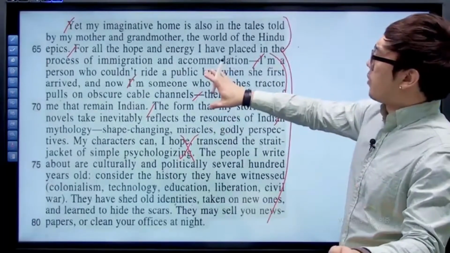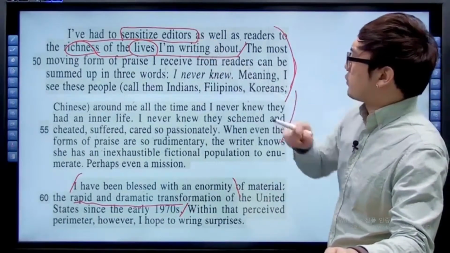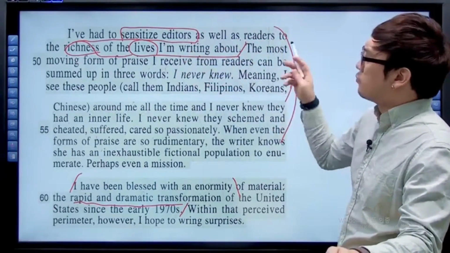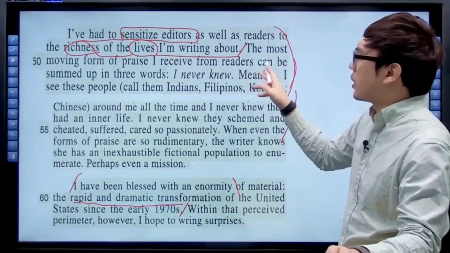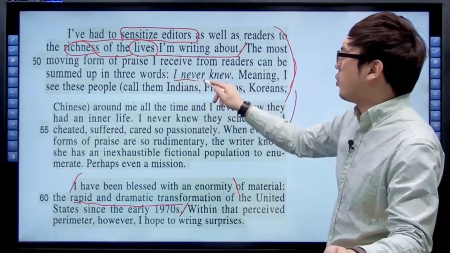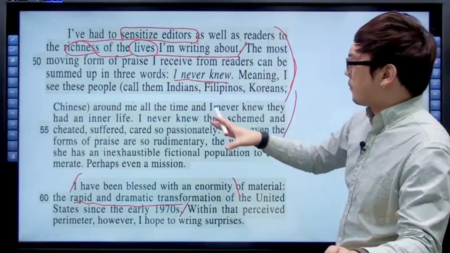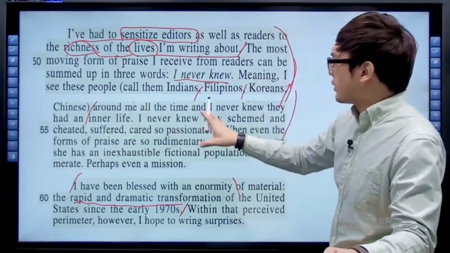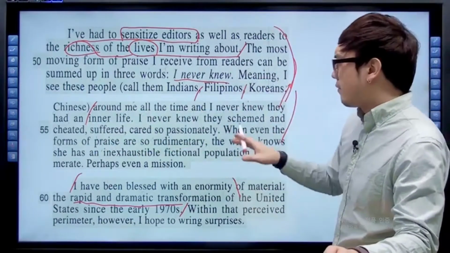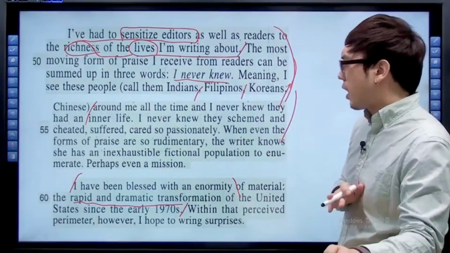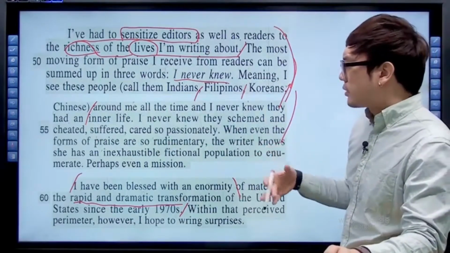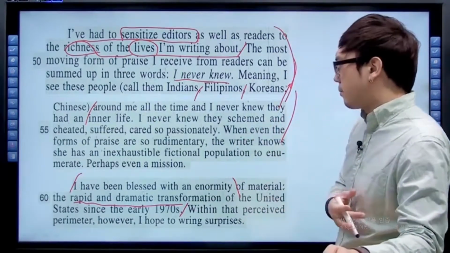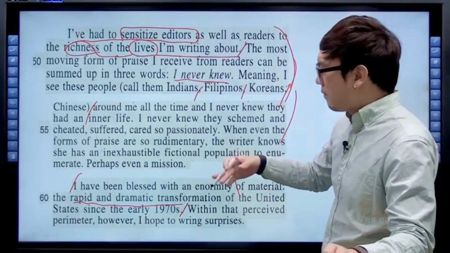It says somewhere here, there you go, that's where we read it. It says, all readers, to the richness of the lives I'm writing about, the most moving form of praise I receive from the readers can be summed up in 3 words. I never knew. Meaning, I see these people, I'll call them the Indians, the Filipinos, the Koreans, the Chinese, around me all the time. I never knew they had an inner life. I never knew they schemed and cheated, suffered, cared so passionately. When even the forms of praise are so rudimentary, the writer knows she has an inexhaustible fictional population to enumerate, perhaps even a mission.